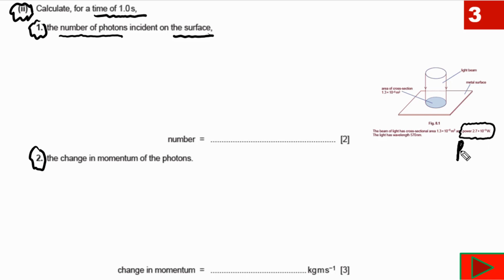So another way of writing this one is that it is equal to 2.7 times 10 to the minus 3 joules per second. It means the amount of energy incident on the surface in 1 second is equal to this, and this is the total energy of the beam arriving at the surface in 1 second. And in part B1, we have already calculated the energy of a single photon. So now we need to use these two pieces of information to calculate the number of photons. Let's try to answer this now.